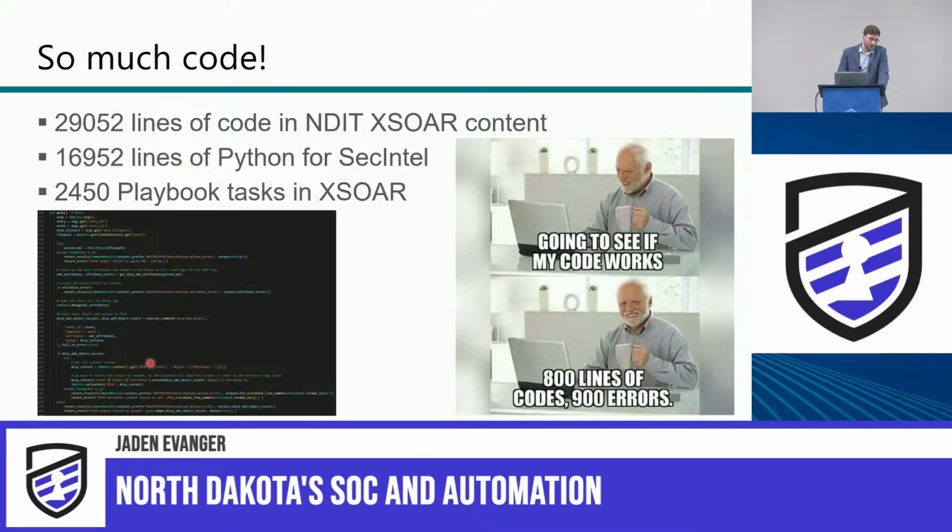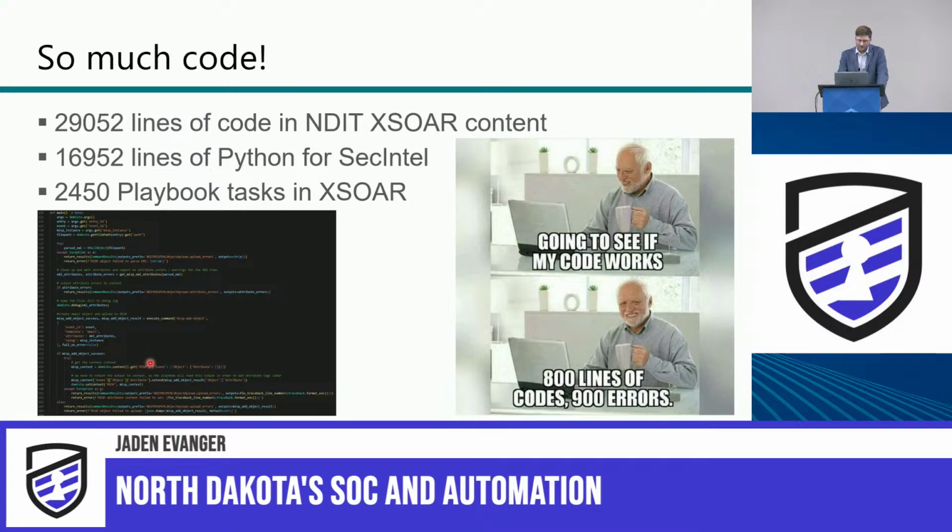We also have a lot of code too, if you don't count playbooks as code, which they kind of are, they're just not Turing complete. We have 29,052 lines of code currently in XSOAR, and that's all custom content. It does not count the code the vendor has provided. This is all the stuff we did to customize the system. And we have almost 17,000 lines of Python for the SecIntel system, and 2,450 playbook tasks in XSOAR. That is a lot to maintain for 6 plus 3 people.